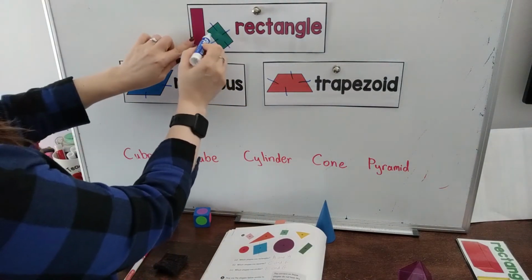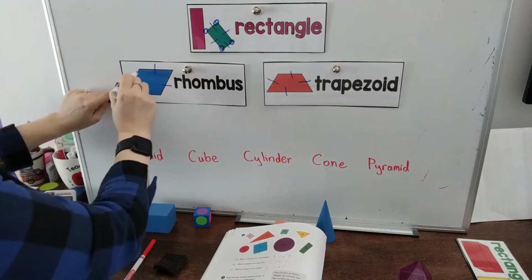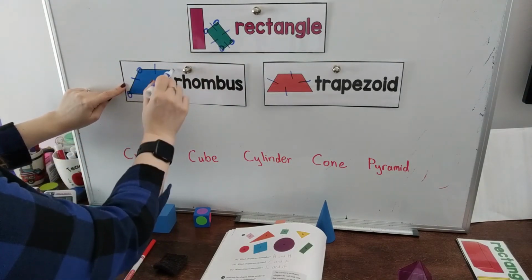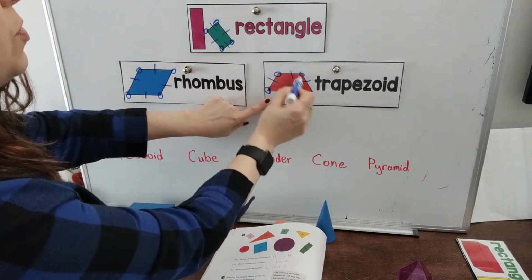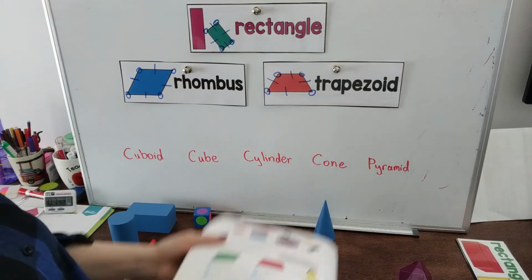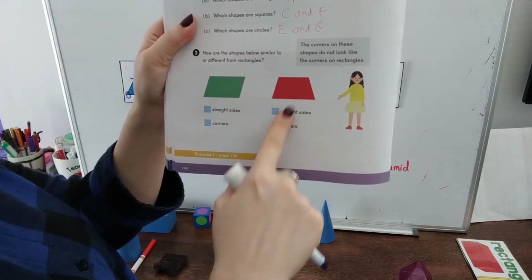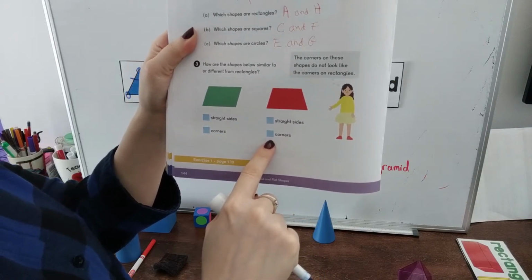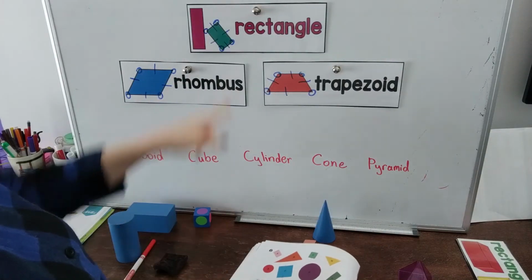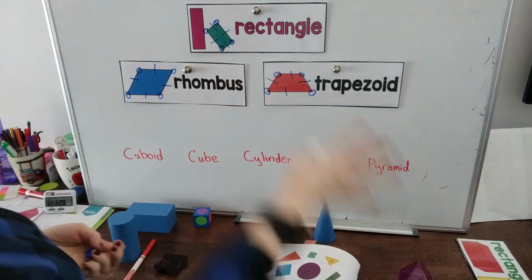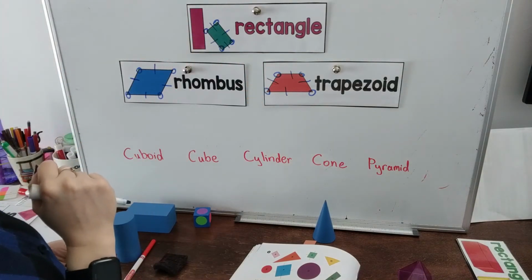Now let's take a look at their corners. A rectangle has 1, 2, 3, 4 corners. A rhombus has 1, 2, 3, 4 corners. And a trapezoid has 1, 2, 3, 4 corners. So we would write down that the rhombus has 4 corners and the trapezoid has 4 corners. So we found the things that are similar between the rectangle, rhombus, and trapezoid. All 3 shapes have 4 sides and 4 corners.